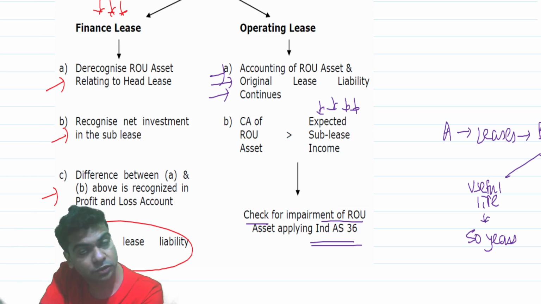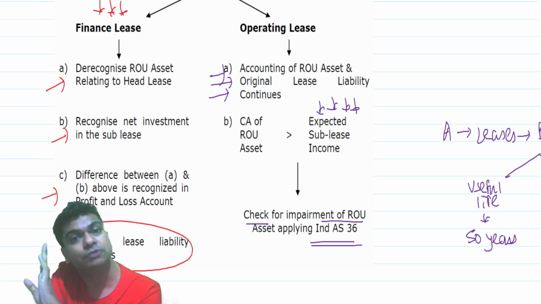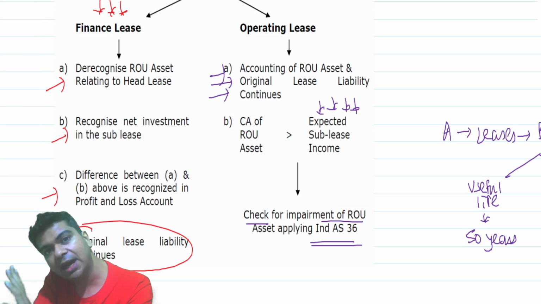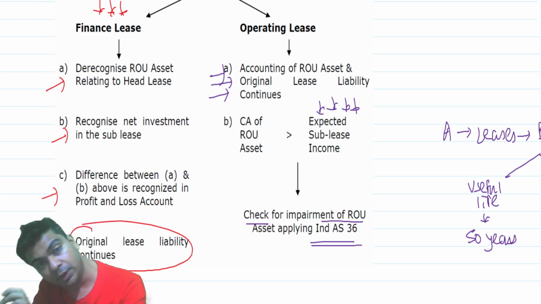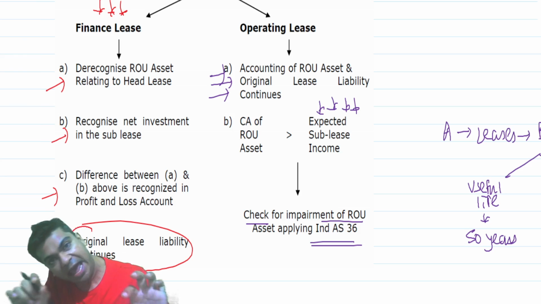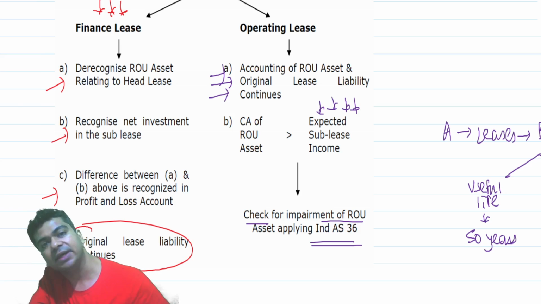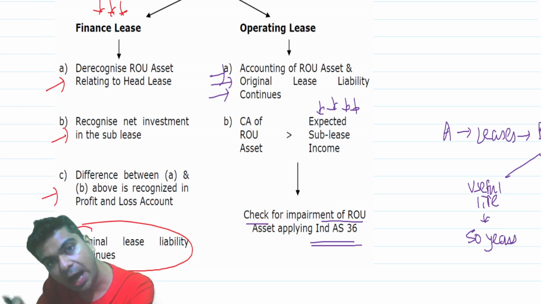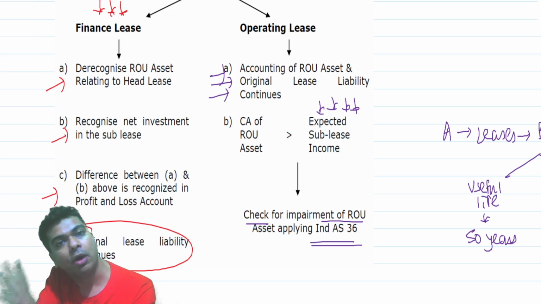And remember this, whenever you are doing that classification, don't look at the original useful economic life of the underlying asset. Look at the lease term of the ROU asset. You are getting an asset for a particular lease term and then you are leasing it out. So the lease term of the ROU asset will decide whether the sublease is finance lease or operating lease.